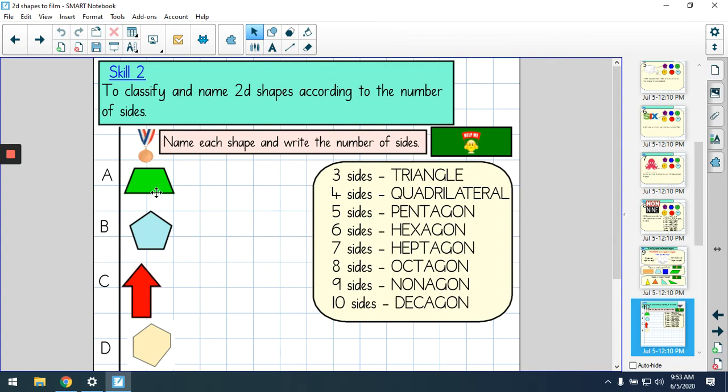So this shape has got 4 sides, it's a quadrilateral and it's an irregular quadrilateral. This shape has 5 sides, it is a pentagon and it's a regular pentagon. This shape has 1, 2, 3, 4, 5, 6, 7. It's got 7 sides. Each one of these is a side. So it is a heptagon and it's an irregular heptagon. And this shape here, 1, 2, 3, 4, 5, 6. It's got 6 sides. It's a hexagon, but they're not the same size. So it's an irregular hexagon.